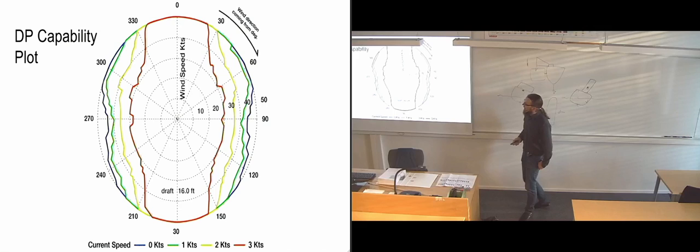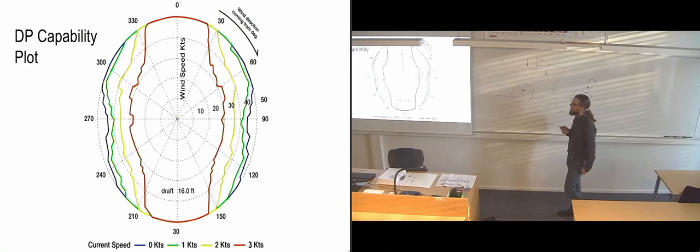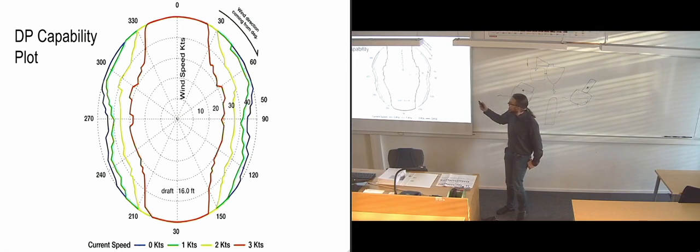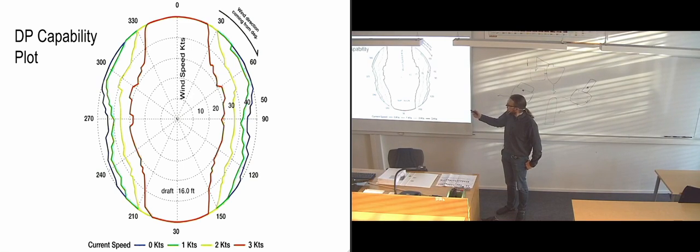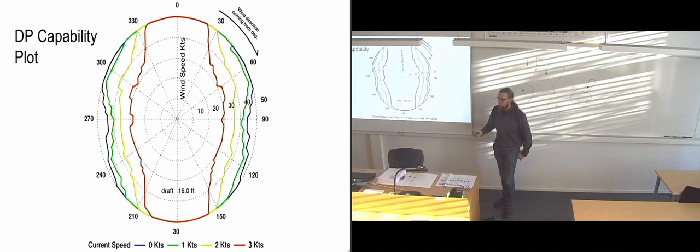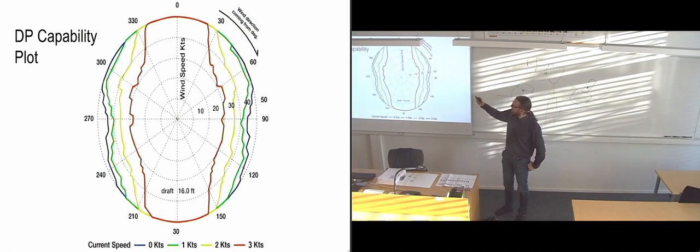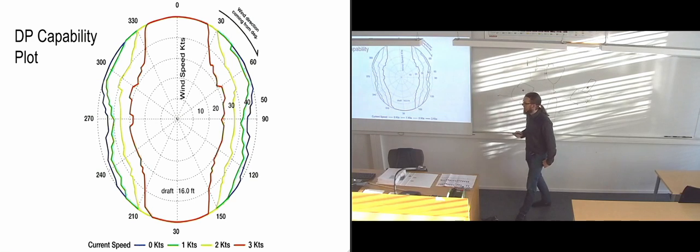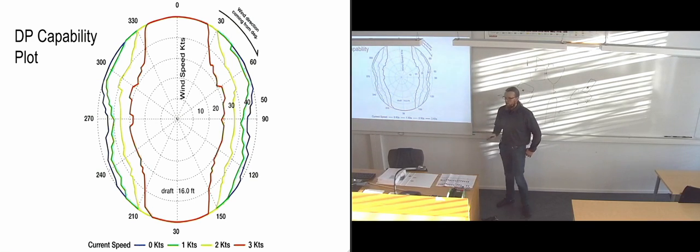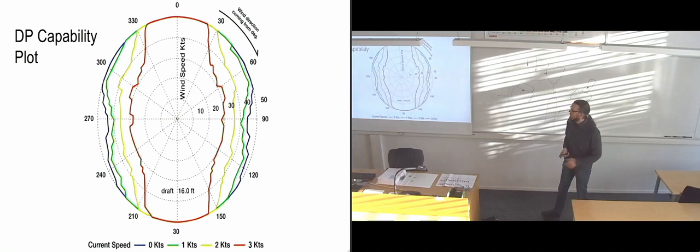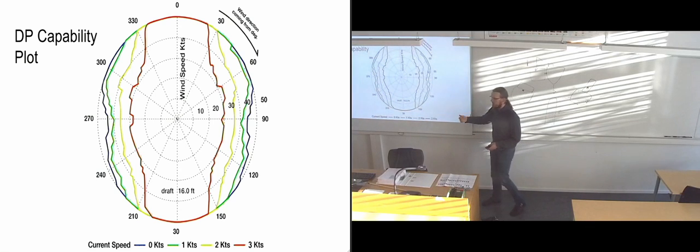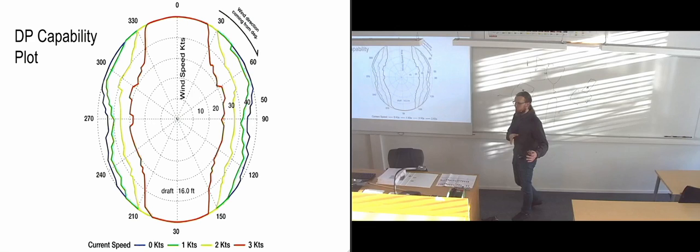And if we then have, let's say, a 40 meters per second wind, we come in along the 60-degree line, and we stop at the 40 meters per second circle, which is going around here. So we stop over here, and then we see the yellow current speed line, so that is 2 knots. That means if we have 40 meters per second wind coming from a 60-degree angle, we won't be able to handle a 3-knot current speed. So if we get both 40 meters per second wind and 3 knots of current coming in at a 60 degree angle, then we're going to drift off our position.